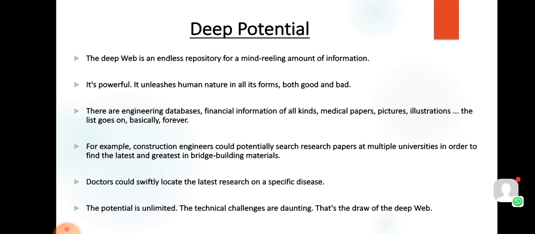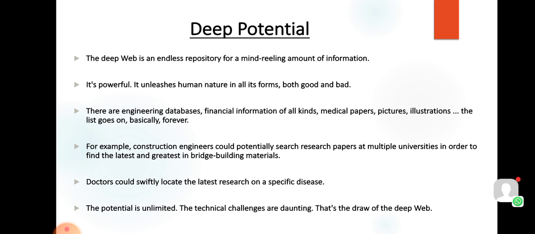There are engineering databases, financial information of all kinds, medical papers, pictures, illustrations, etc. The list goes on basically forever. So the engineering databases and related information, financial information, and medical papers, a huge amount of data, will be available in the deep web, and all of it needs to be accessed properly whenever someone wants such information.